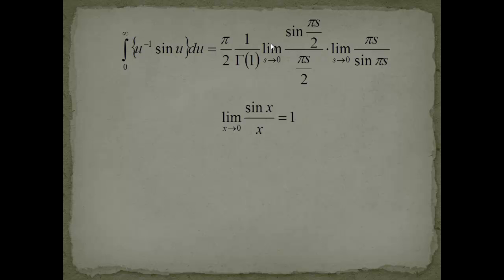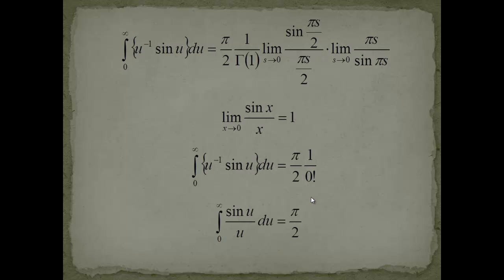So what we end up having here is 1, here 1, and like I told you, the gamma of 1 is equal to 0 factorial, which is defined as being 1, and we end up having this nice and beautiful formula for the Sinc function, for the integral from 0 to infinity of sinus u over u du is equal to pi over 2. Okay, and that is actually concluding our lecture.